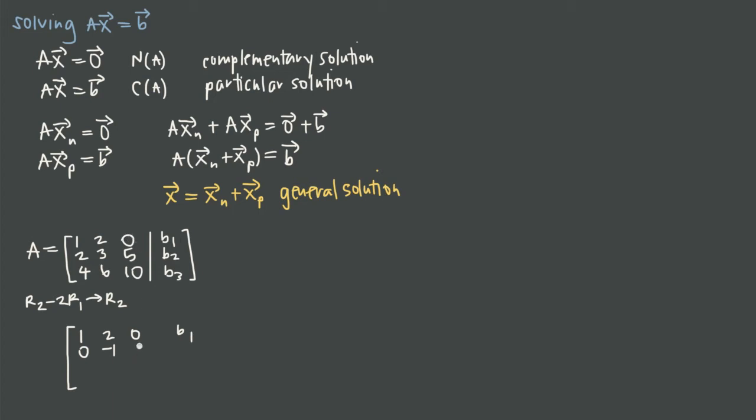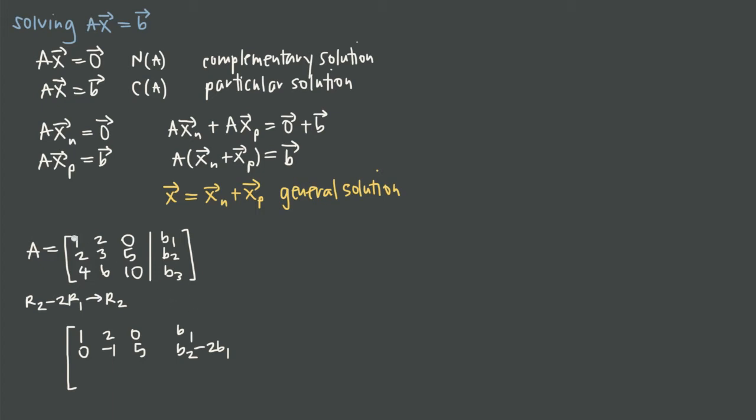5 minus 0 is 5. And then here we have to do the same thing. So we want to take B sub 2 minus 2B sub 1. Then let's go ahead and zero out the 3, 1 entry as well to make this 4 into a 0.